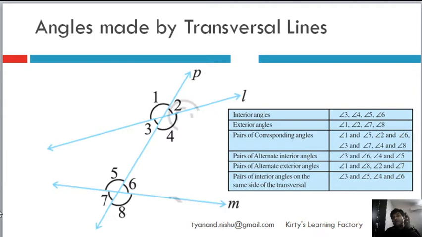Now angles made by a transversal line, very important. I think you should learn and understand this method and this concept. So P is a transversal line to lines L and M, right? And therefore P and L are intersecting, so four angles will be formed here. And again P and M are intersecting, so four angles will be formed here. So between these 8 angles, what are these angles called? What is their nomenclature?